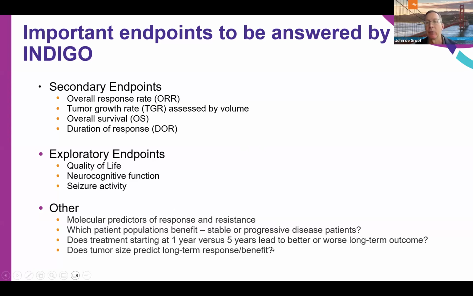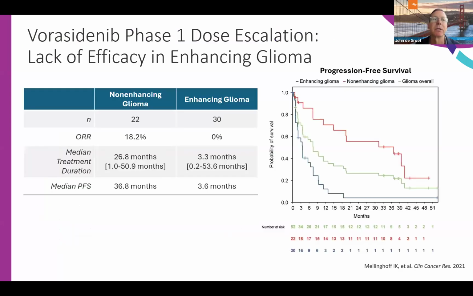And does starting at 1 year versus 5 years change that long-term outcome? Is it okay to wait 3 or 4 years before starting, or should we start right away? And does tumor size also matter, do larger tumors have a worse outcome compared to smaller ones? Things that we all need to learn to know.